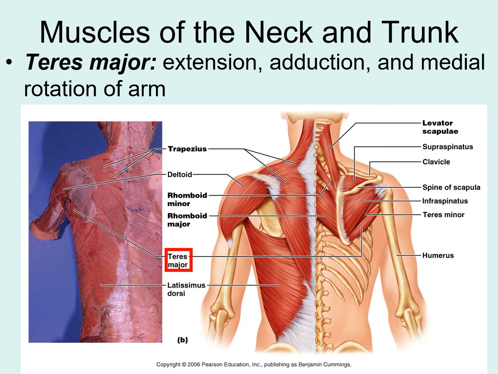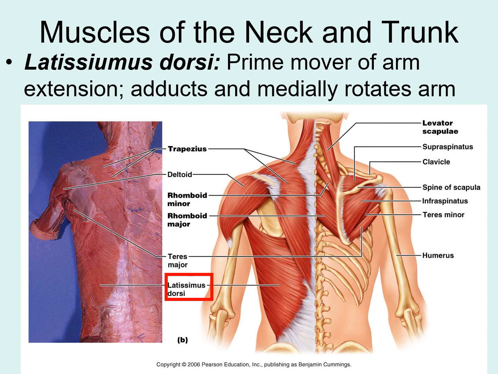The teres major is involved with extension, adduction, and medial rotation of the arm. The latissimus dorsi, this is this large muscle here. It's the prime mover of the arm extension, adducts and medial rotates the arm.